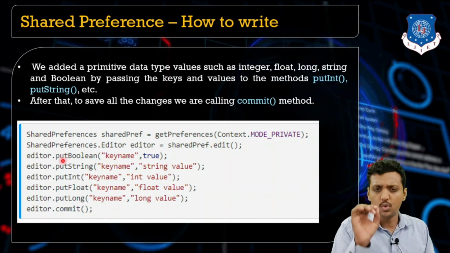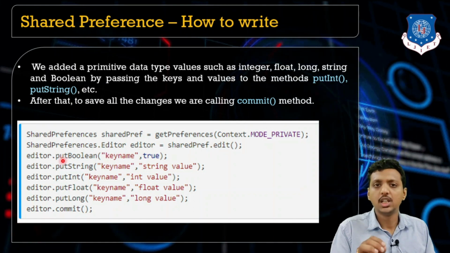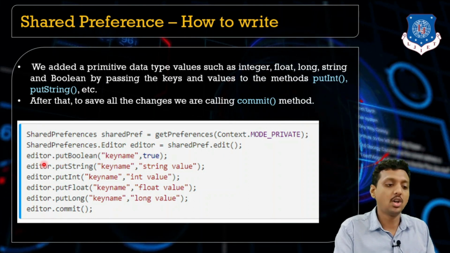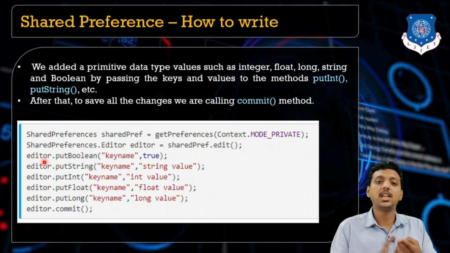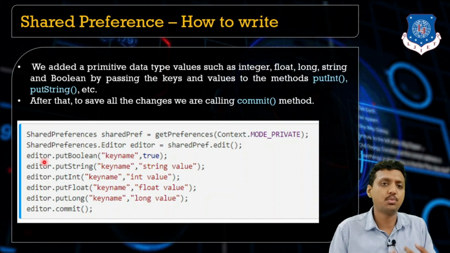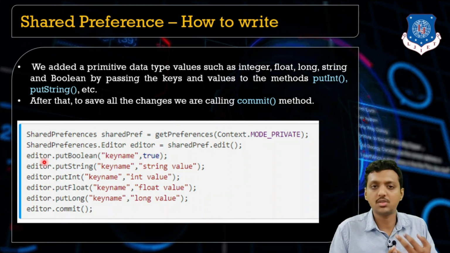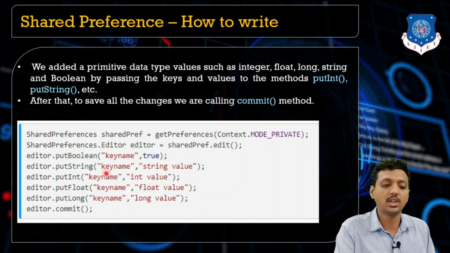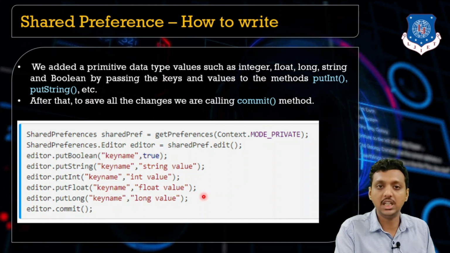Then whatever data you want to write, you can call the methods for that by calling editor dot. If your variable is boolean, then write putBoolean. If it is integer, write putInt. If it is string, write putString. So this is your key name and this is your value.